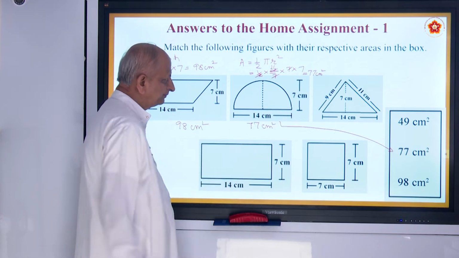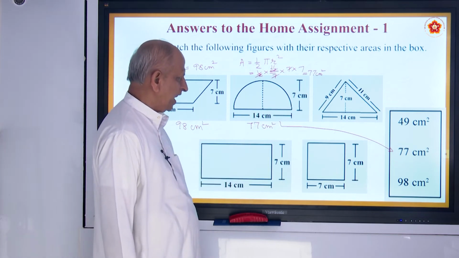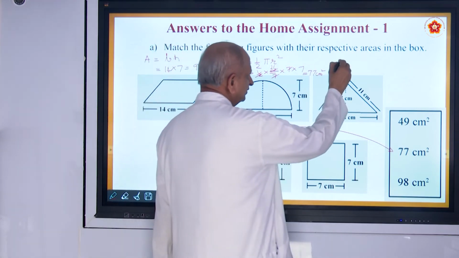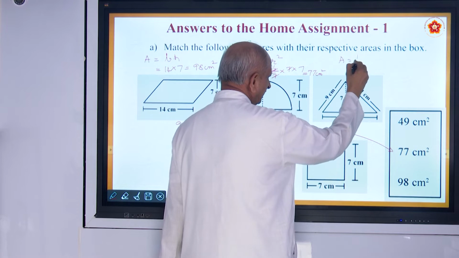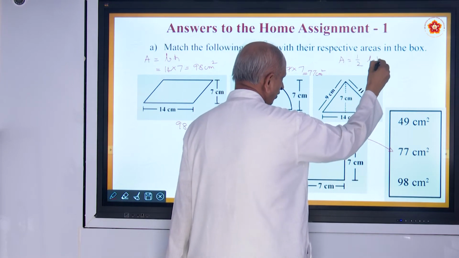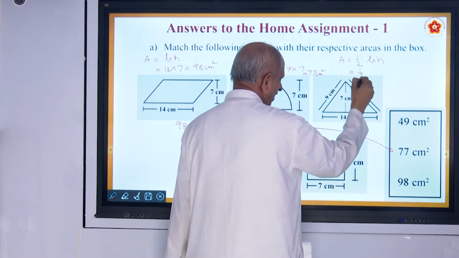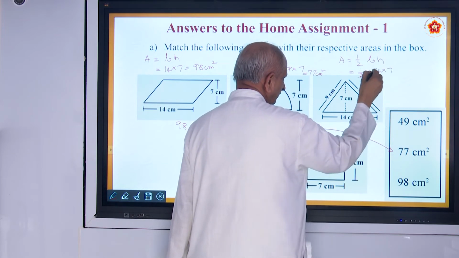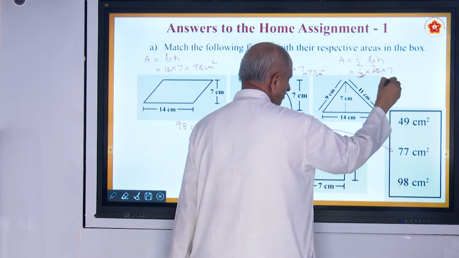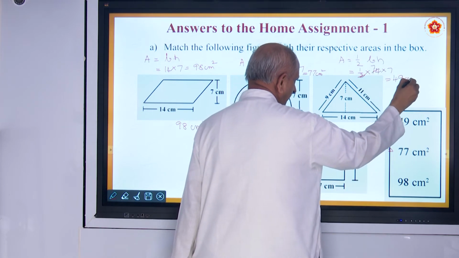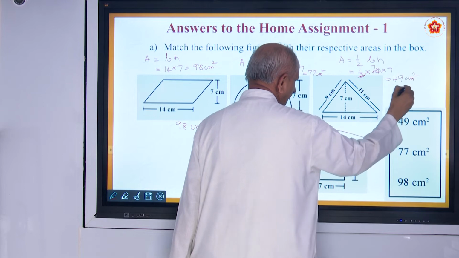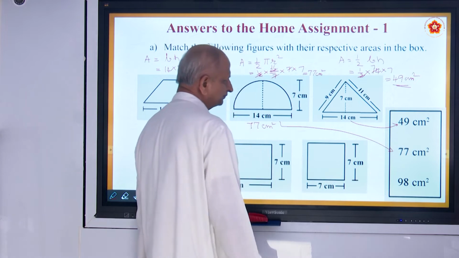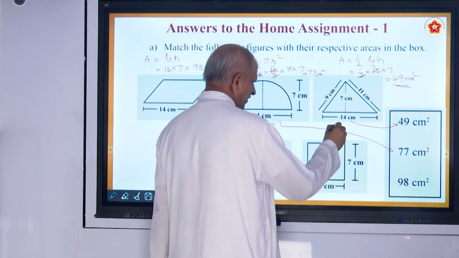And what about this? This is a triangle, correct? Area is half base into height. It is a scalene triangle, but we will count it as a general triangle. Half of base 14, height is 7. 2 1s are 2, 7 7s are 49 square centimeters. That is the area. 49 is there? Yes, it is there. So this is 49.